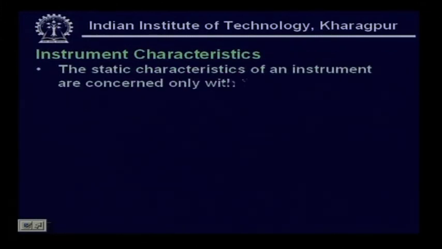The static characteristics of an instrument are concerned only with the steady state readings. It is not concerned with any transient readings. So we will only be concerned with the steady state readings. We will read one by one the different static characteristics. First of all, the span.